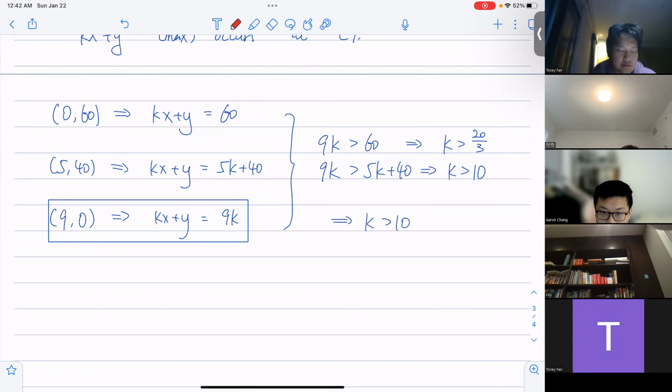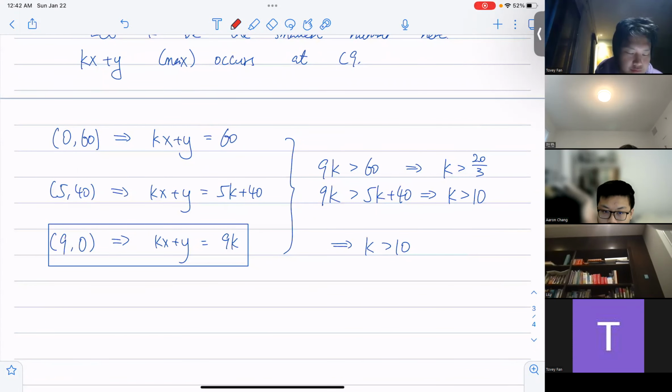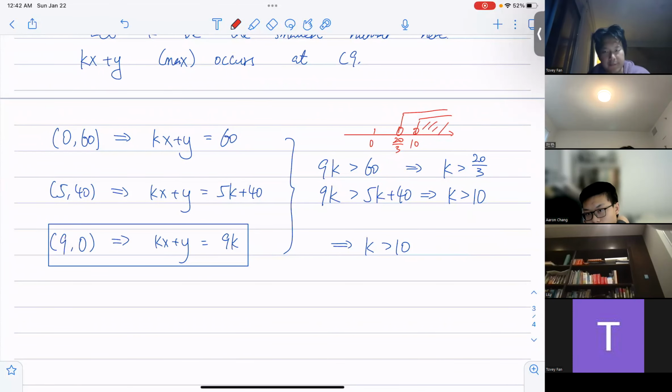And to do this, just as a review, guys, remember, you draw a number line, right? 0, 20 over 3 is less than 10, so 20 over 3 is here, 10 is here. One is greater than that, the other one is greater than 10. The overlap region is from 10, okay? So k is greater than 10.